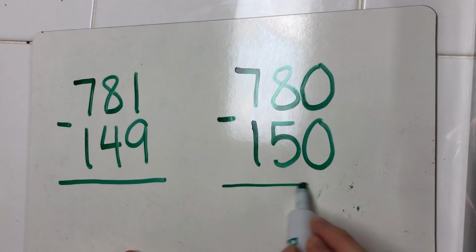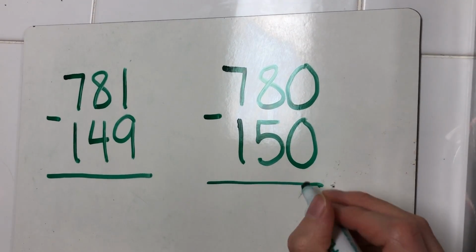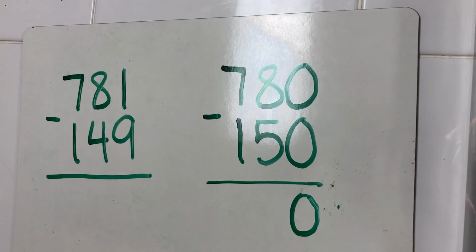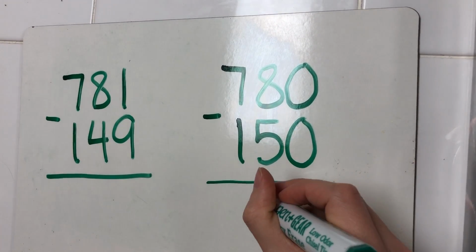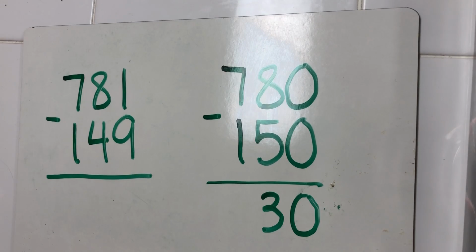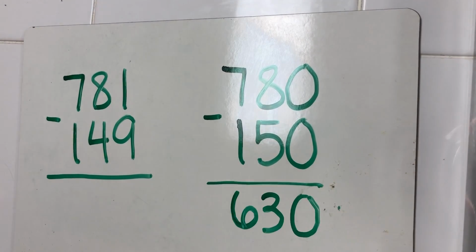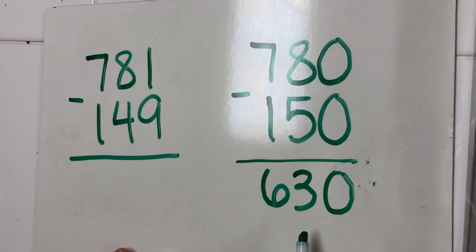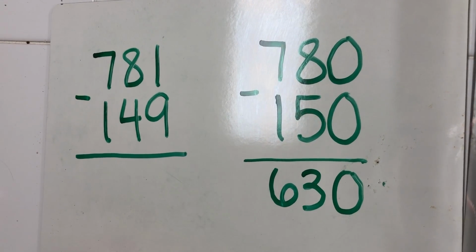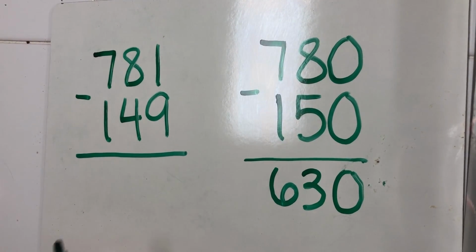So let's do our estimate. 0 minus 0 is 0. 8 minus 5 is 3. And 7 minus 1 is 6. So our estimated amount is 630. So we'll see if we're close here in a minute when we do this one.